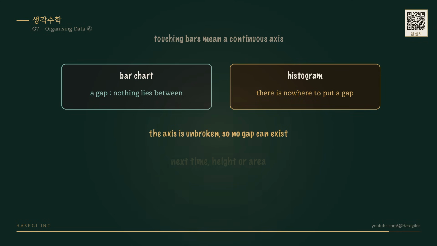Next time, what to read off those columns? The height or the area?